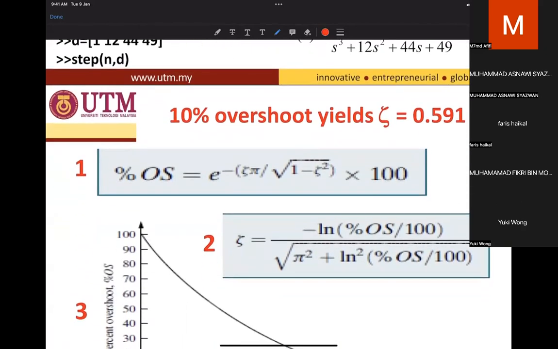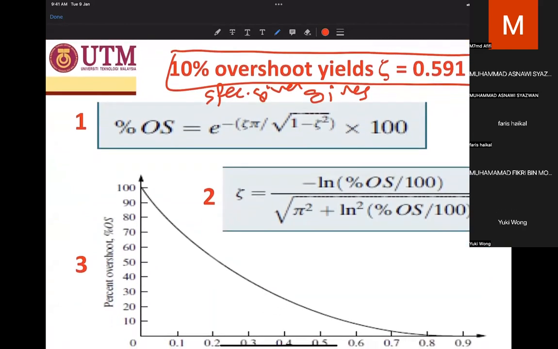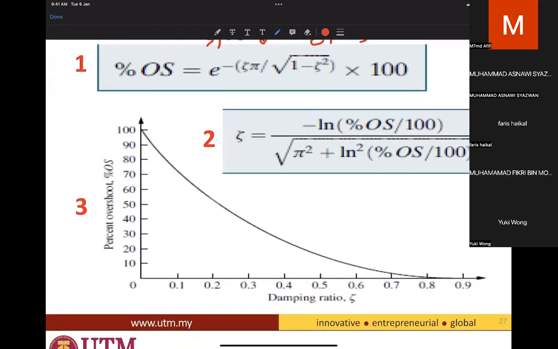So as I told you, the question is given, the spec design, given which is a 10% overshoot. So 10% overshoot can be converted into zeta value in 3 ways. The first one is using a formula, exponent minus pi zeta over square root of 1 minus zeta square multiplied by 100. The second one is straight away using this formula. And then the third one is by using a graph.